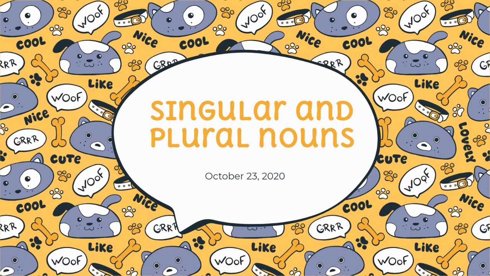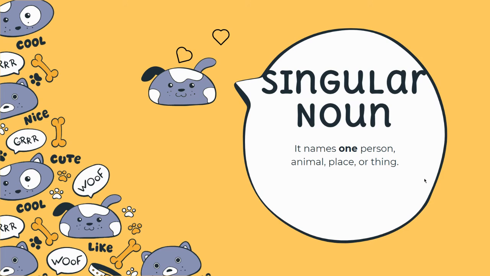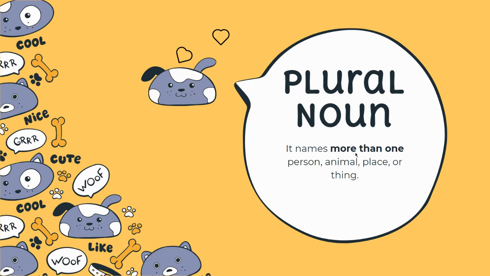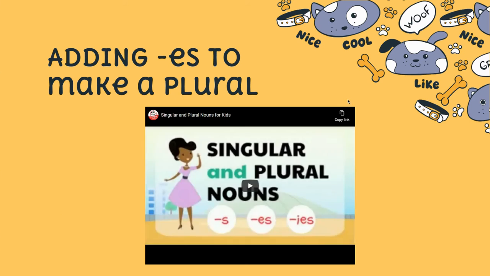So, we're going to be talking about singular and plural nouns, but we're going to be focusing more on plural nouns. Now, a singular noun names one person, animal, place, or thing, only one. And then a plural noun names more than one person, animal, place, or thing. Think of the word plural as adding. Plu for plus, plural, you're adding. It's going to be more than one. Adding es to make a plural.